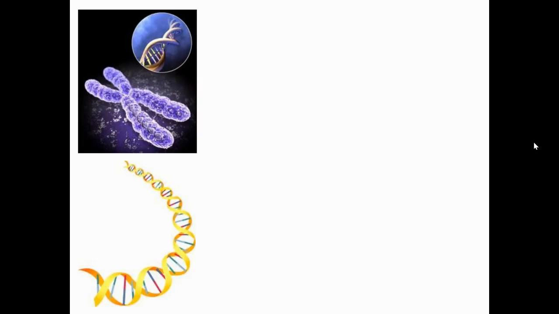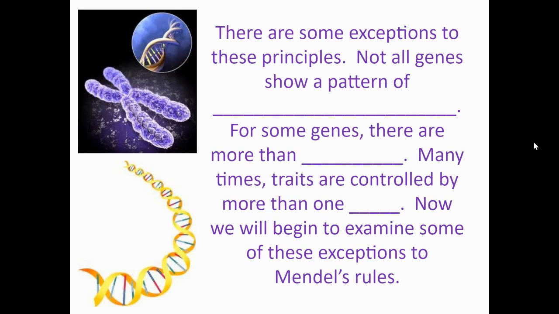Hey everybody, this is Miss Moriarty, and I'm here to discuss with us our instructional video on incomplete dominance, codominance, and multiple alleles. Remember, these are types of non-Mendelian inheritance, and so these traits don't necessarily follow those same rules that Gregor Mendel discovered. So here we go. And don't forget, as you watch the video, make sure you're taking notes.